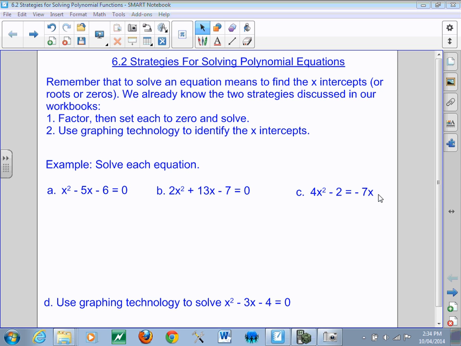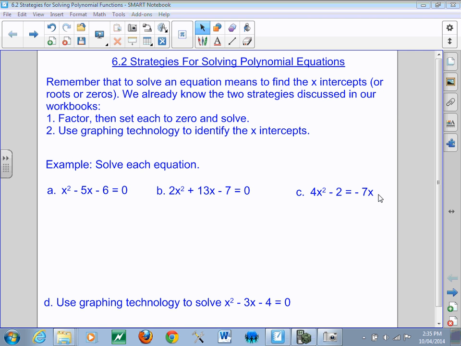Hello class, and welcome to lesson 6.2, strategies for solving polynomial equations. Last class we looked at expanding and factoring of expressions. Now we're going to deal with the equations, okay? So remember that to solve an equation means to find the x-intercepts or zeros or roots, also called solutions.